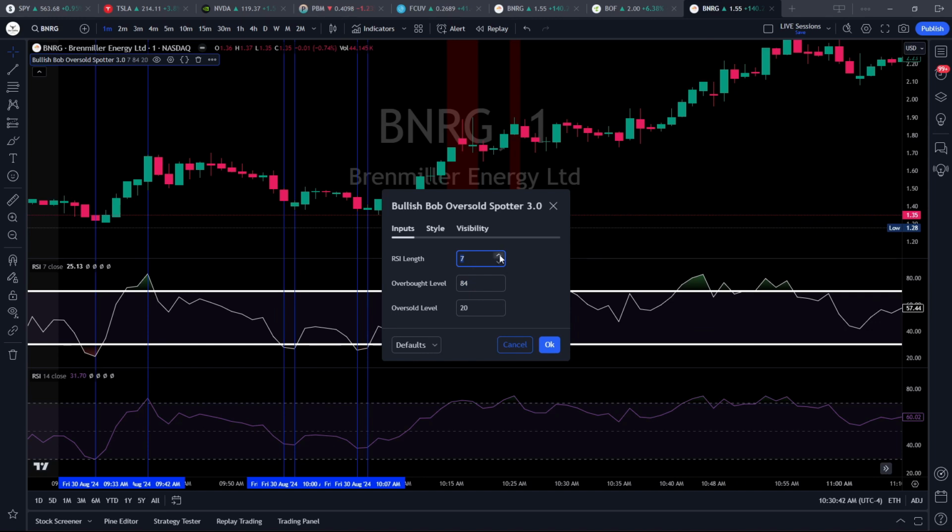Now you can change this. If you want to change that to 14, you can do so, right? You can do it like that, or you can change it back down to the 7. That's the way we have it set. Oversold level is going to be 20. So we move this down. Instead of 30, we moved it down to 20. So we're basically looking for extreme conditions. These are extreme conditions only. That's what it's looking for.